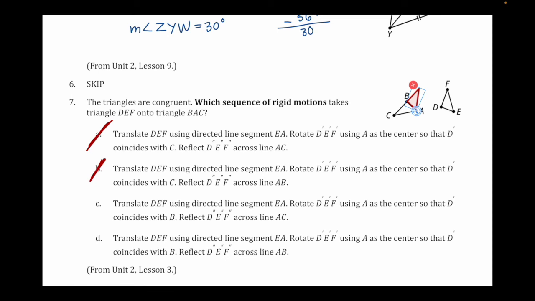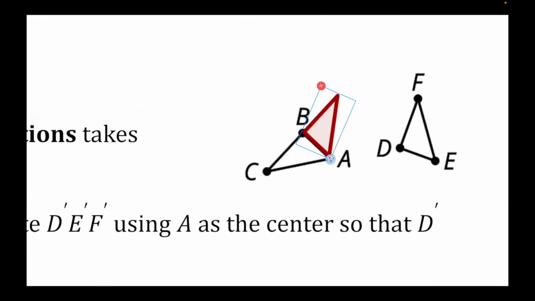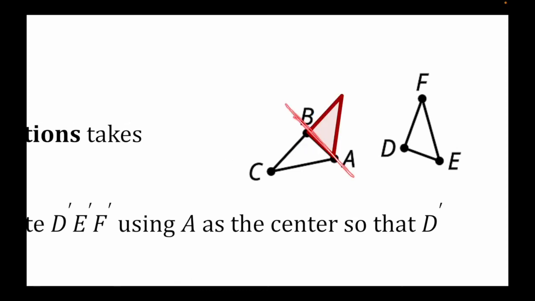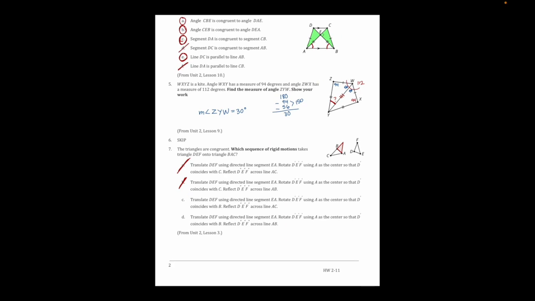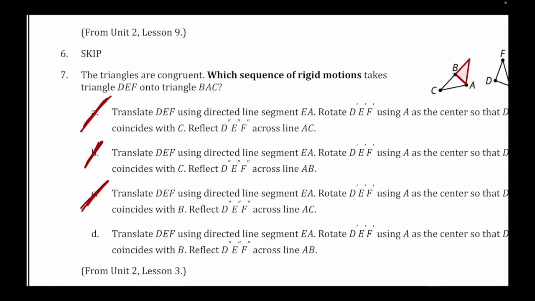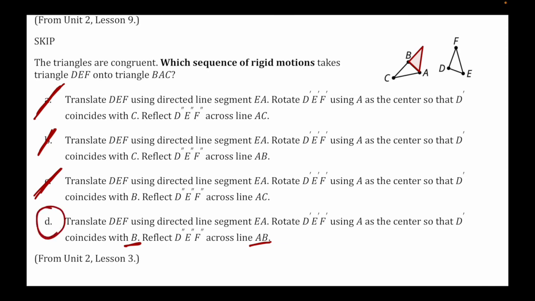So D, E, F, translate it, rotate using A as the center, D prime coincides with B, reflect across line AC is incorrect here though, because once we're here, we want to reflect across line AB. So if I reflect across AC, my triangle is going to end up like here, and that's not what we want. So it's not going to be option C. This one's not going to work for us. We want to reflect across line AB. This needs to coincide with B. D is our solution here.